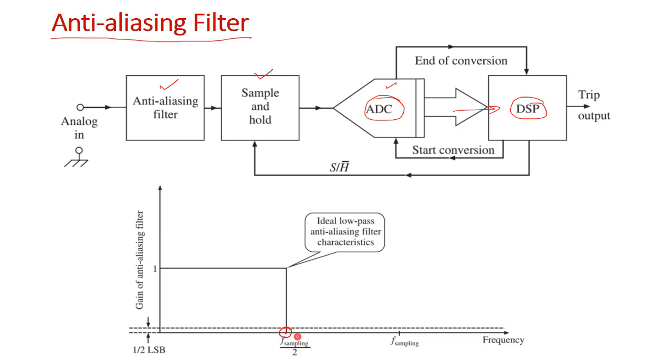That means the signal components having frequency greater than f sampling by 2 must be removed from the signal, or else attenuated below the magnitude of half LSB, right? Above the f sampling by 2 frequency, the signal magnitude should be less than half of LSB. That is also called attenuation, so through the attenuation process also we can achieve this kind of filtering. Because this is the ideal low pass filter, the magnitude suddenly drops from 1 to 0, right?